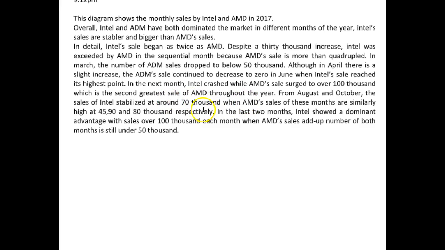From August and October, do you mean from August to October? The sales of Intel stabilized at around 70,000 when AMD's sales in these months are similarly high at 45, 90, and 80,000 respectively. In the last 2 months, Intel showed a dominant advantage with sales over 100,000 each month, when AMD's sales add up number, I don't know what that means, add up number, of both months. I don't know what you mean. Total number. Maybe that's what you mean. When AMD's sales total number from both months is still under 50,000.